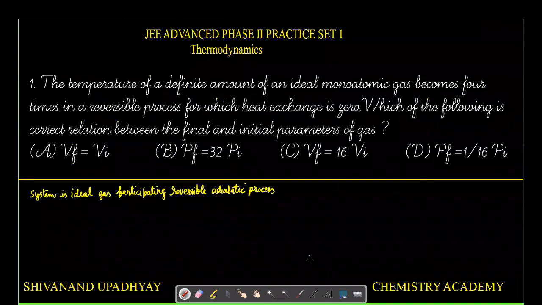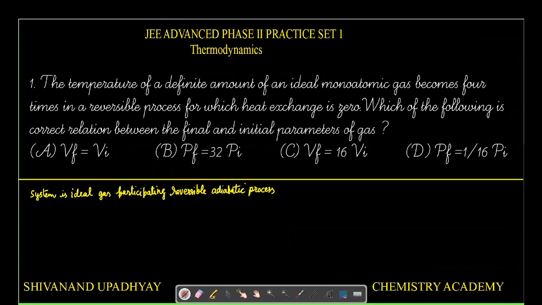So now we are coming back to this question. The process is adiabatic reversible. Now I can use this formula in adiabatic reversible process for an ideal gas. I can write the final temperature upon initial temperature they have given. They have given that the temperature of a definite amount of ideal monoatomic gas becomes 4 times in a reversible process. So T final is equal to 4 times T initial. Temperature is increasing. That is possible when the process is compression.